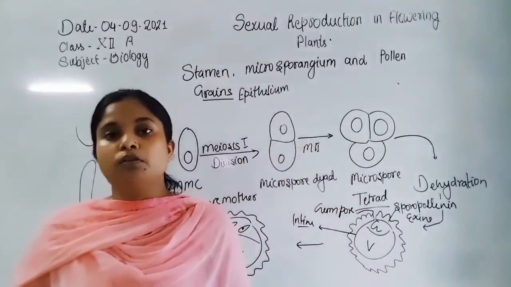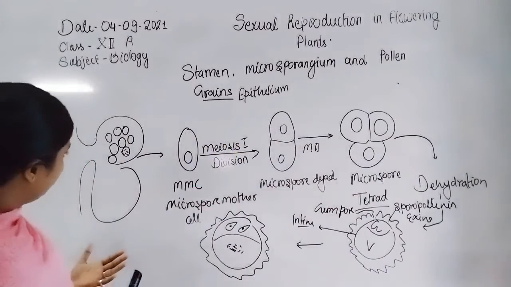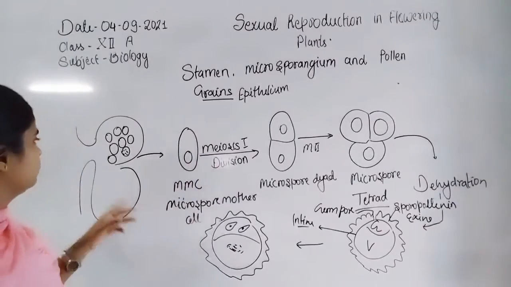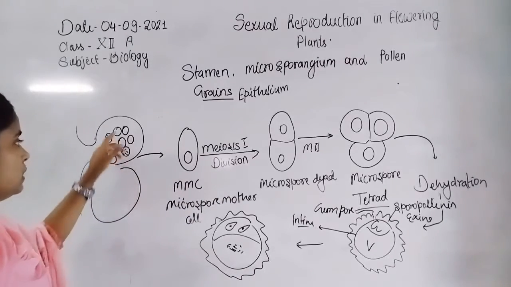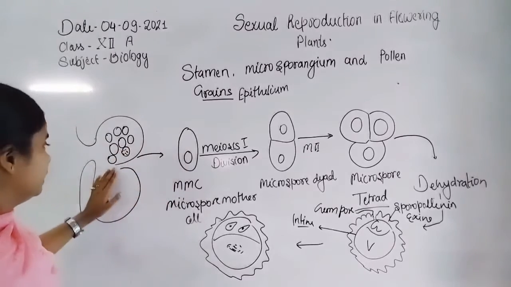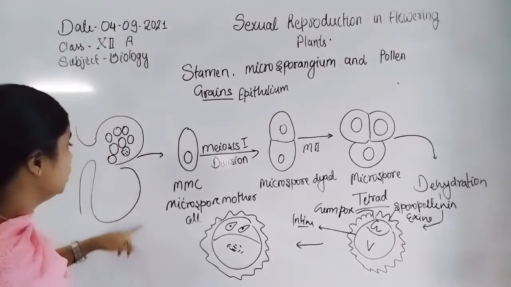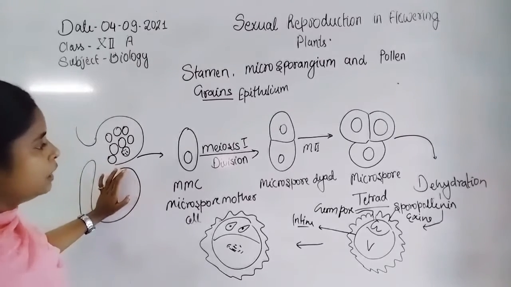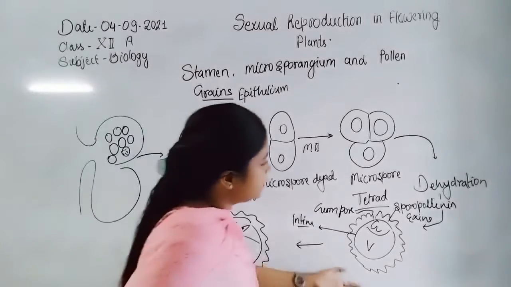Now let us discuss some other features, like pollen grain dehiscence, which occurs with the help of the wall. There is a line present in the wall of the anther which helps in the dehiscence. This margin or fine line helps in the dehiscence of the pollen grain when the pollen grain matures.